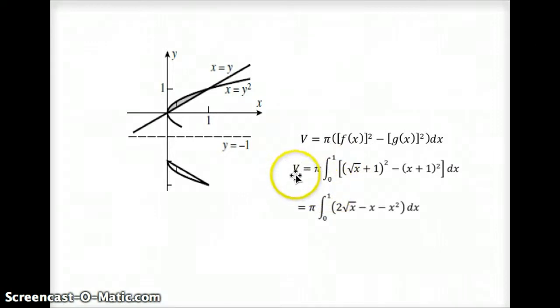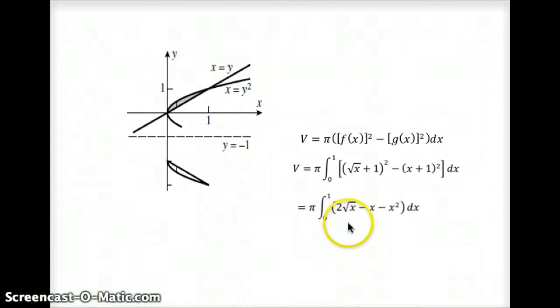And so now we substitute everything. F of x for this problem is the left curve, and in this problem it's the square root of x plus 1. And then g of x is the right line coming from the right side, which is x plus 1. You square both of these, and they're all with respect to x. And the bounds are from 0 to 1. You can see that from the graph.